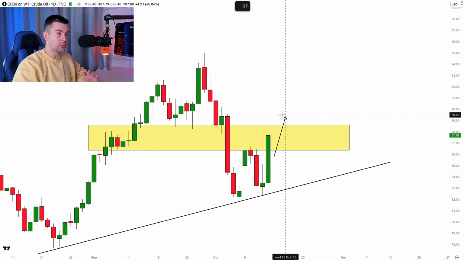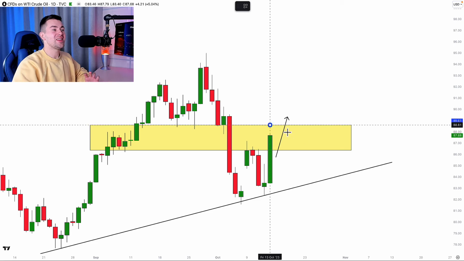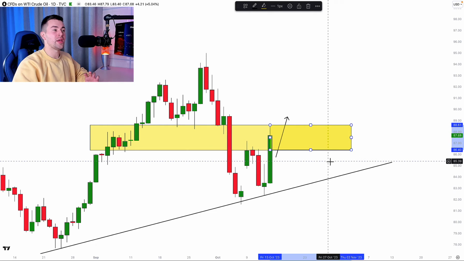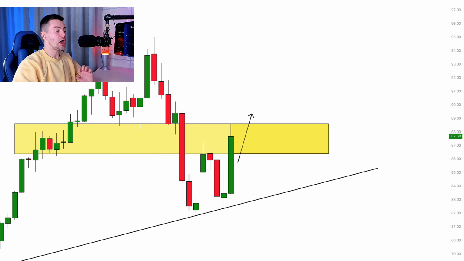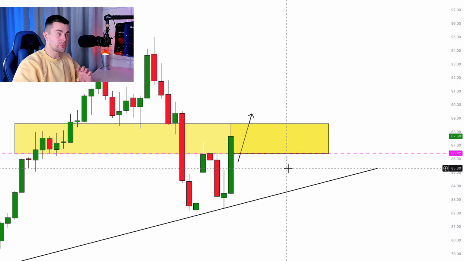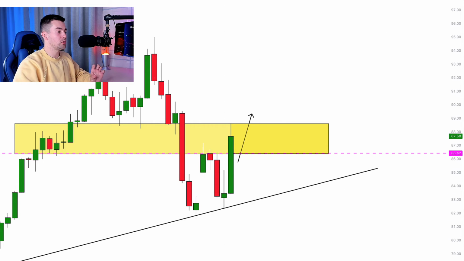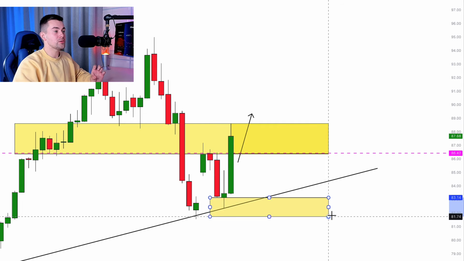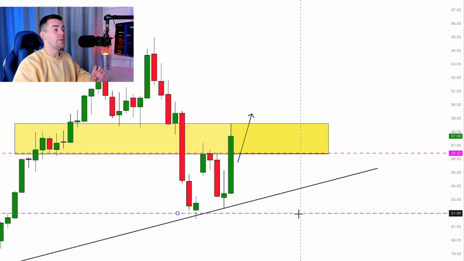After the breakout, after a daily candle close above that structure, the cluster will turn into a very strong support. It will be your buy zone. And I would suggest setting your buy limit order on its lower boundary. Then your stop loss should lie strictly below the closest horizontal support. And your closest horizontal support is over here. So your stop loss should lie strictly below that.